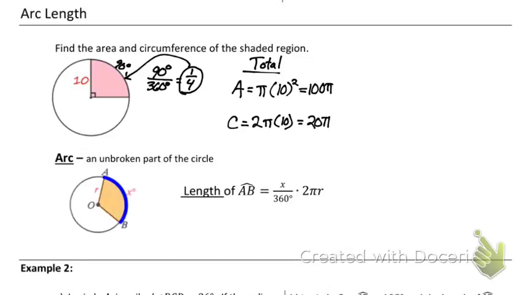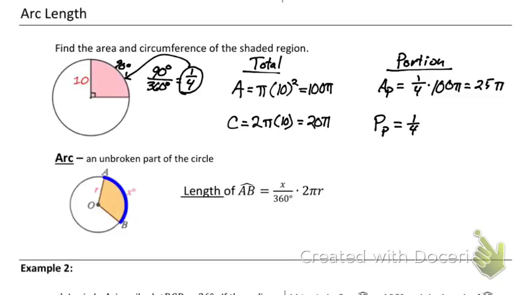So that's the total. Now let's do the portion, which Sabrina already started off on, right? You said let's just take 1/4 of it. So the portional area, I'll call it A sub P, is going to be 1/4 of that 100 pi, which equals 25 pi. Our perimeter of our portion, I'll call it P sub P, is going to be 1/4 of that 20 pi, which is going to equal 5 pi. So that's my area. That's my perimeter of that little section.